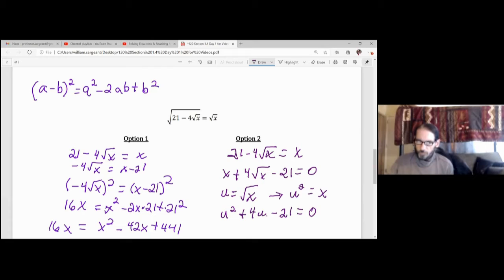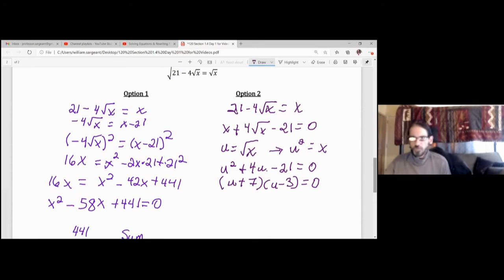We can factor this. We needed a product that is negative, so the two signs are different. And adding up to a plus 4, we're going to need the one with the larger absolute value to be the positive, the other to be negative. And 7 and negative 3 will do the job. If you multiply u plus 7 and u minus 3, you're going to get u squared plus 4u minus 21.